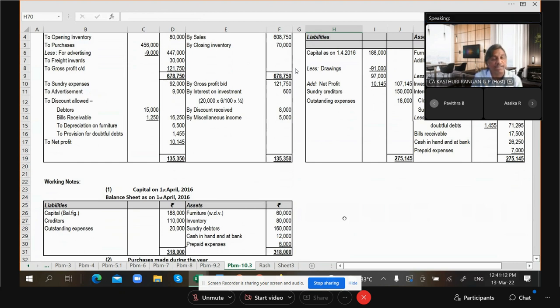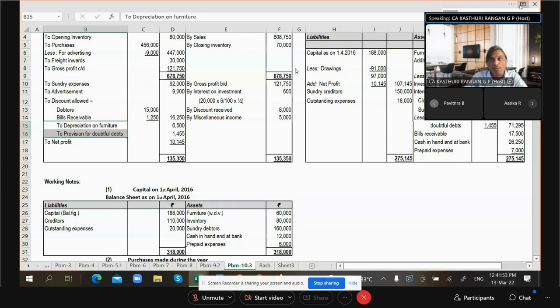See, every problem in incomplete records will be different from the other problem. It won't be the same. We have done 3 problems. All are different. But one thing is constant: how you do the problem. First you show trading P&L, then balance sheet, then working notes. Then what are the steps involved? First record the balances, then record the transactions. In that there is no change. And as and when you record the transactions, you have to record them by giving double effect. Every transaction we give double effect. Definitely you'll get the correct answer.